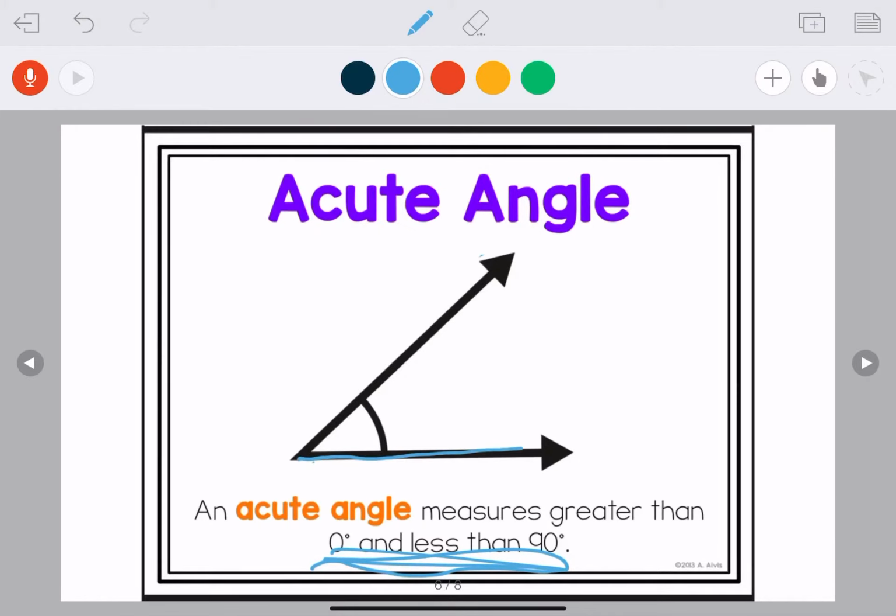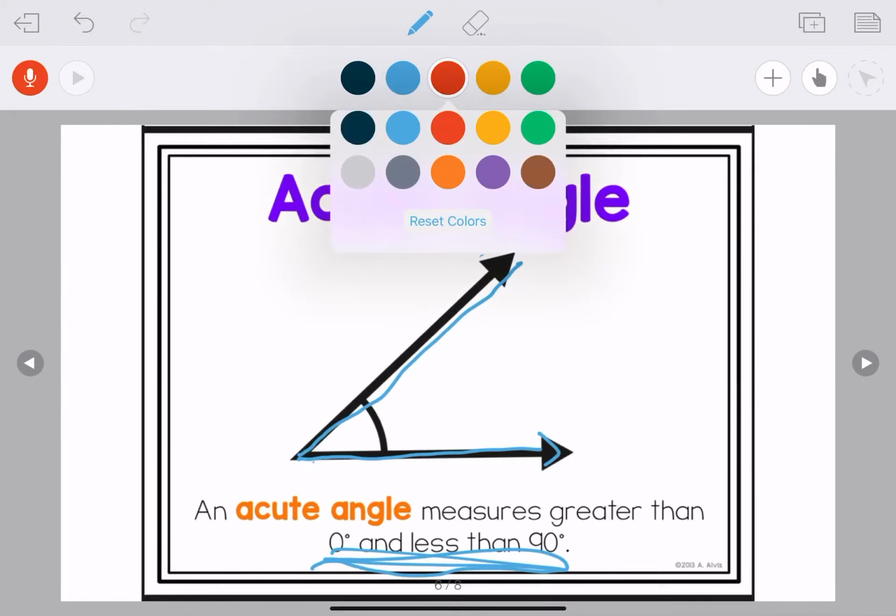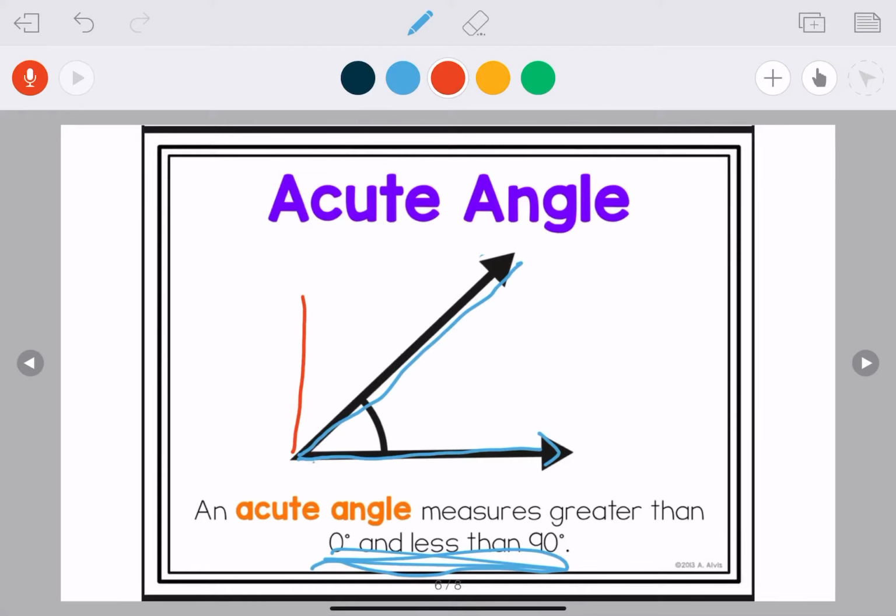One of the line segments goes straight out to the side. The other one, to me, looks like it's falling forward. If we compare it, I'm going to use red to draw where my right angle would be. See how the acute angle, the line segment, is falling forward. It's more narrow, so it's in between 0 and 90 degrees. Let's take our fingers and trace over and practice drawing that acute angle.